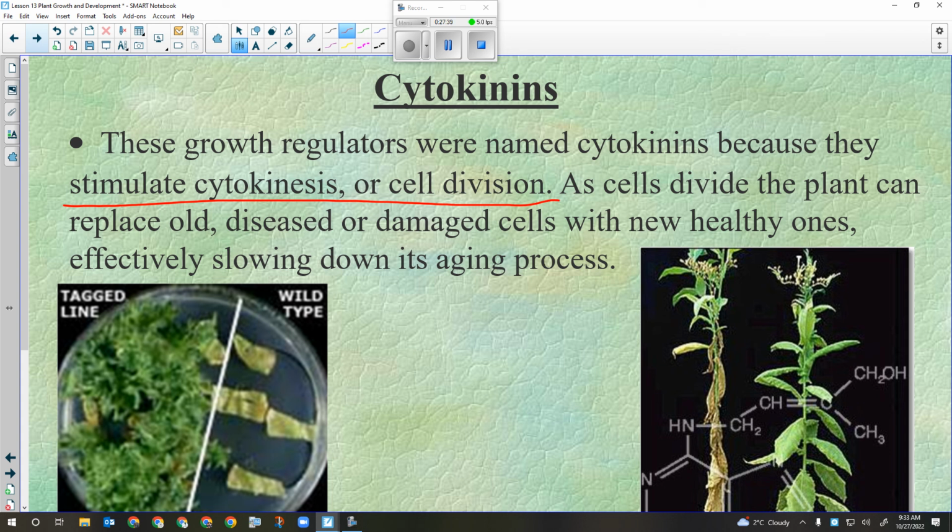The oldest living organism on Earth is the Methuselah tree, and it grows in the Joshua Tree National Forest in Northern California, and it is estimated to be almost 6,000 years old. If you are constantly replacing old cells with new cells, you can live a lot longer. Kind of the fountain of youth for certain types of plants. Everyone all right with that idea? So that's really all you need to know about cytokinins. Cytokinins make more cells and can allow a plant to have a long lifespan.